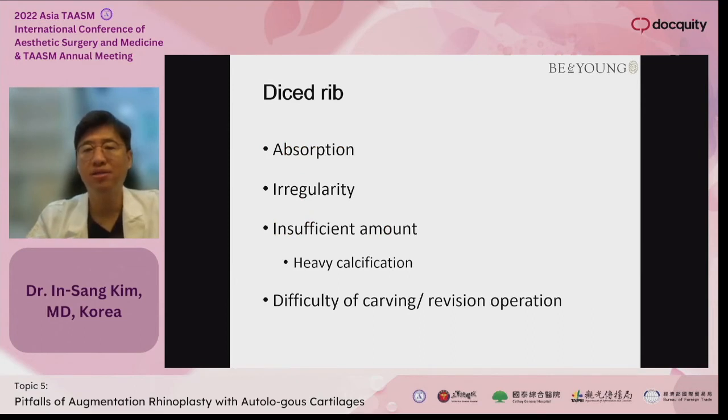So many doctors use the diced rib cartilages recently, but diced rib has other problems also, such as the obstruction, irregularity, and insufficient amount sometimes when the rib is heavily calcified. Major problems are the difficulty of carving, difficulty of insertion, and difficulty of revision operation. These are the main problems of the diced rib cartilages.